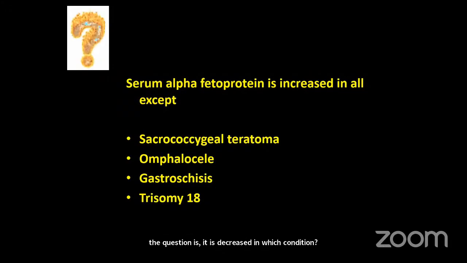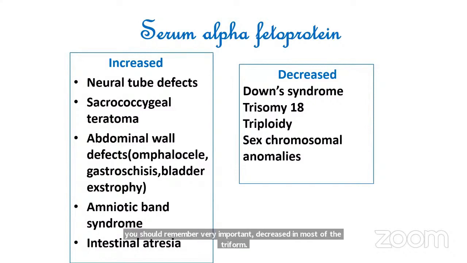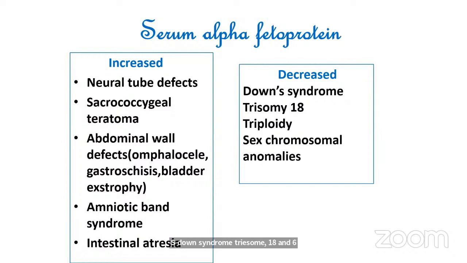Can someone say? Yes, if you can correlate with the previous question, most of the trisomies end up with decreased level of alpha fetoprotein. Okay. So serum alpha fetoprotein, increased and decreased conditions. This you should remember, very important. Decreased in most of the trisomies: Down syndrome, trisomy 18, triploidy, and sex chromosomal anomalies. In all the rest of the conditions, mostly you will get an increased serum alpha fetoprotein level.